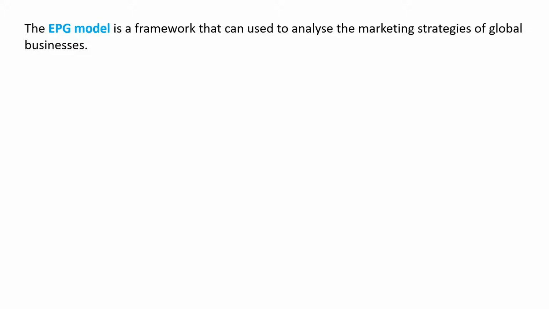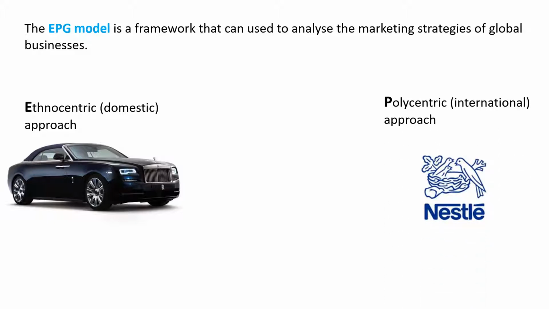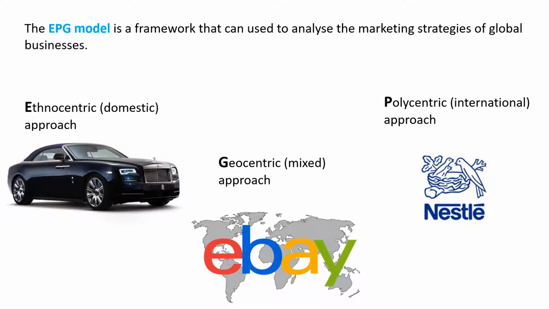Another way of thinking of this is through the EPG model. Now the E here stands for ethnocentric, and this is where we have an approach to international markets the same as our domestic approach. At the other end of the scale, we have what is known as a polycentric approach. Poly meaning many. We have a very international approach, and we have different names even, or different types of products in each particular market. Or we have something a little bit in between, which we call a geocentric or mixed approach. We still try and maintain our global brand, but we tailor the products slightly for the market that we're operating in. So let's go through these in turn.